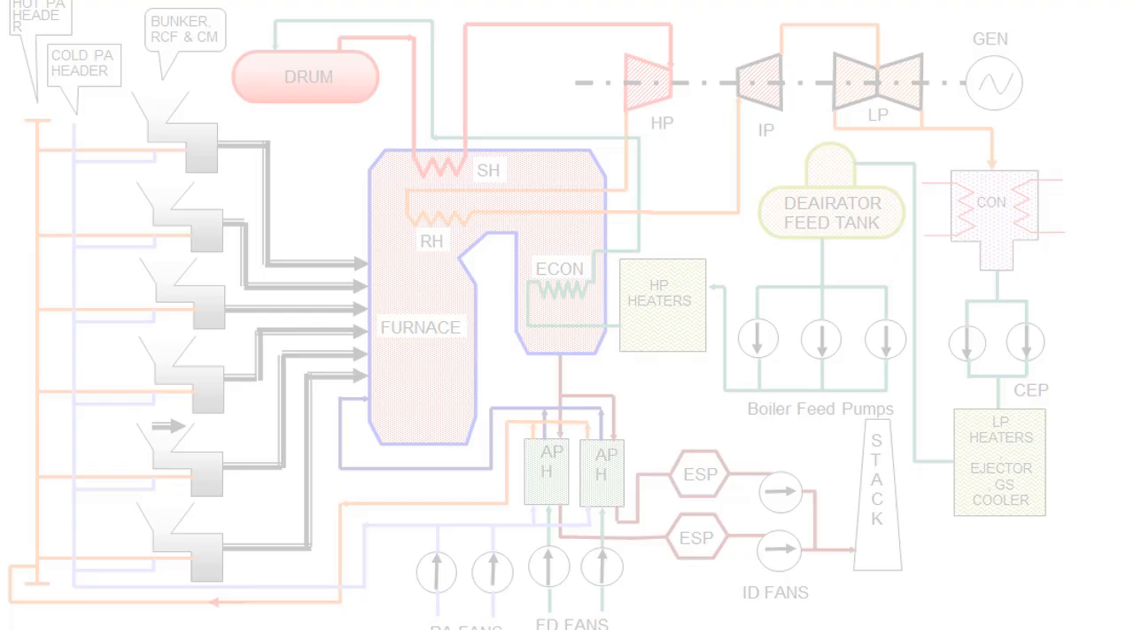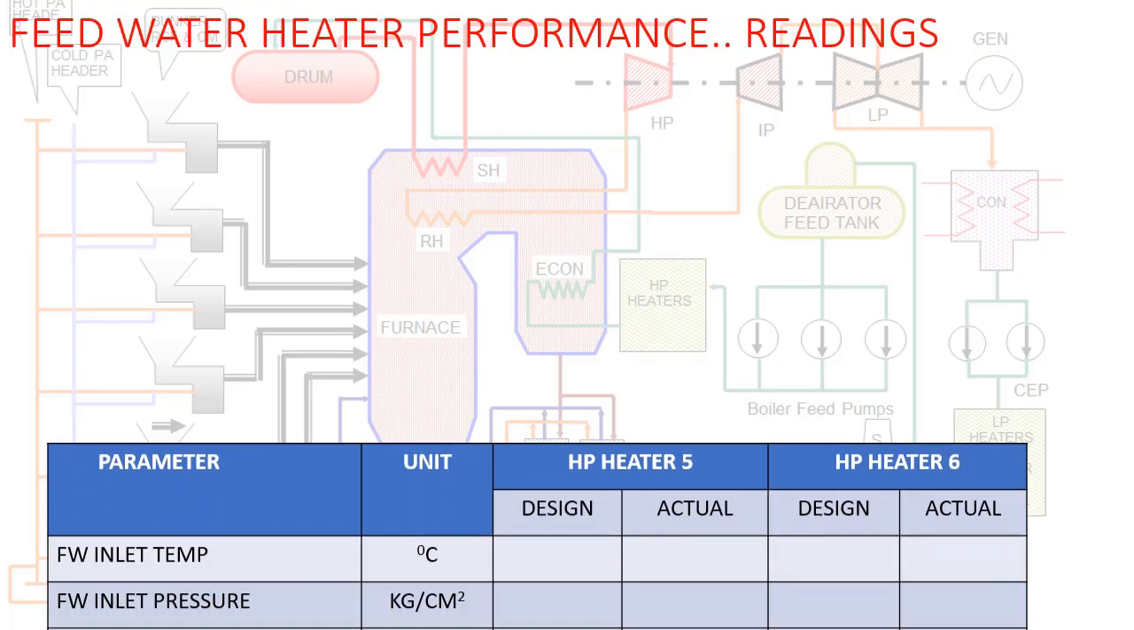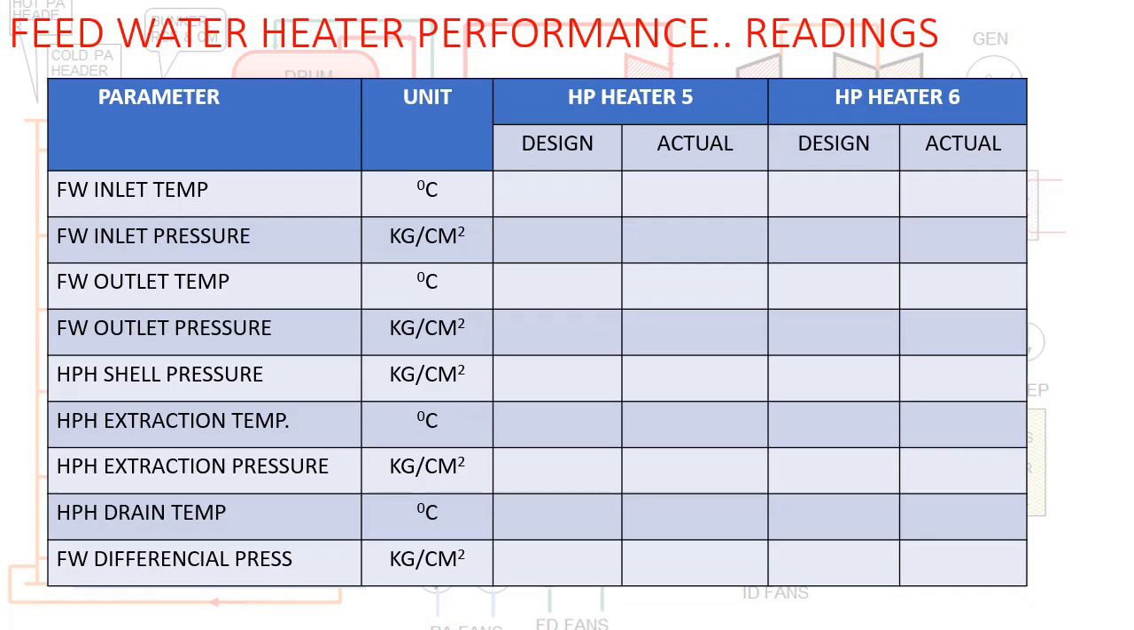Then the following readings we will take down: the feed water inlet temperature in degrees centigrade, feed water inlet pressure in kg per square centimeter, feed water outlet temperature in degrees centigrade, feed water outlet pressure in kg per square centimeter, HP heater shell pressure in kg per square centimeter, HP heater extraction temperature in degrees centigrade, HP heater extraction pressure in kg per square centimeter, HP heater drain temperature in degrees centigrade, and feed water differential pressure, which is feed water inlet pressure minus outlet pressure, in kg per square centimeter. So these are the readings we will take down.